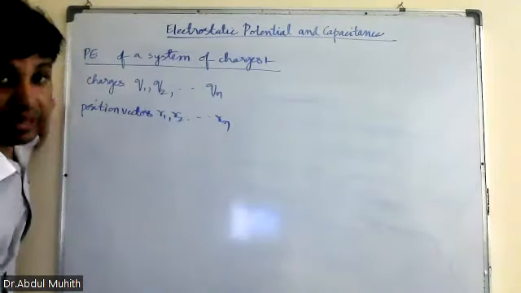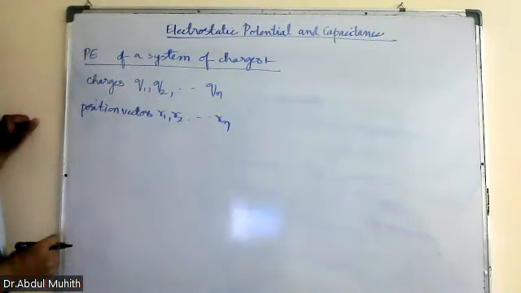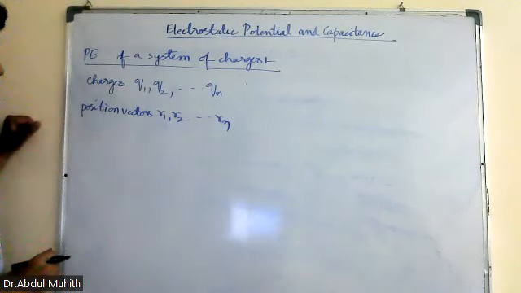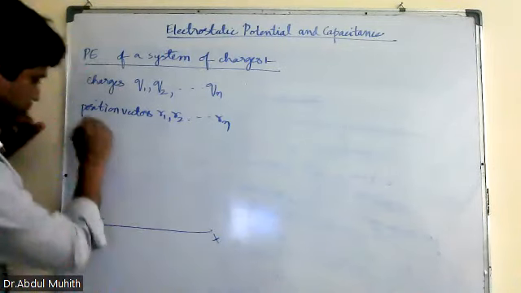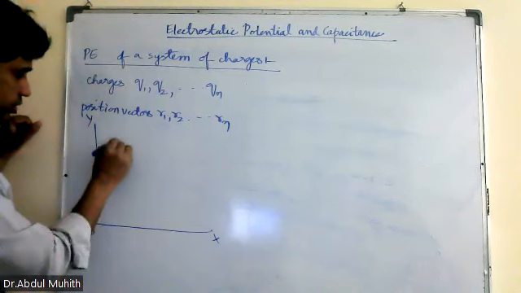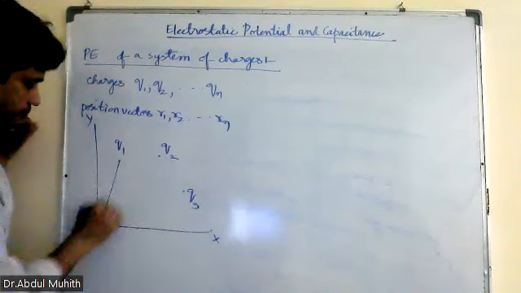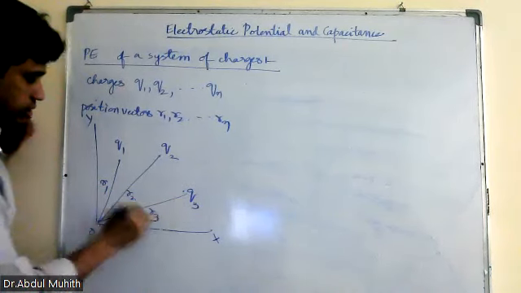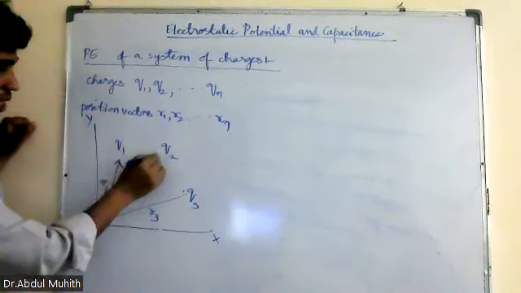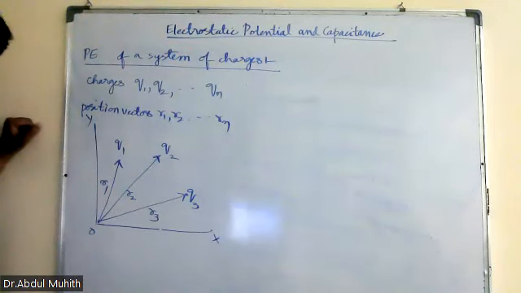Now, there is the potential energy of a system of charges. We have charges Q1 to Qn, and we have position vectors R1 to Rn. What is the meaning of this? Suppose this is the origin, this is the x-axis, and this is the y-axis. Now we have charges here. This is Q1, and this is Q2. The distance here is R1, the distance here is R2, and here is R3, like that. These are the position vectors. Any vector joining the origin to the point P is said to be the position vector.